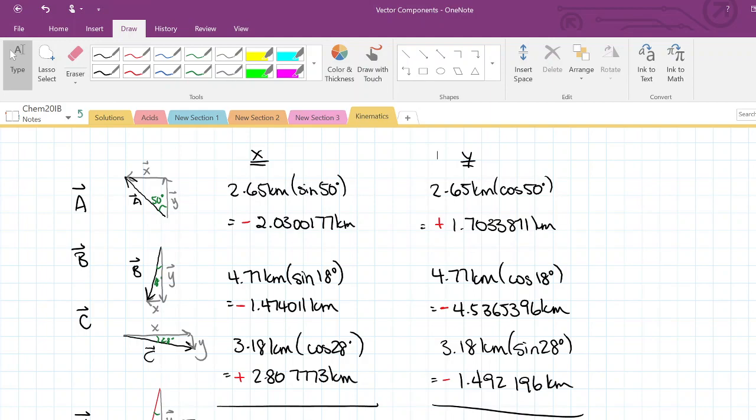In order to solve for the x component, it is adjacent to my 28-degree angle, and I have the magnitude of c. So I'm going to multiply 3.18 kilometers times cos 28.